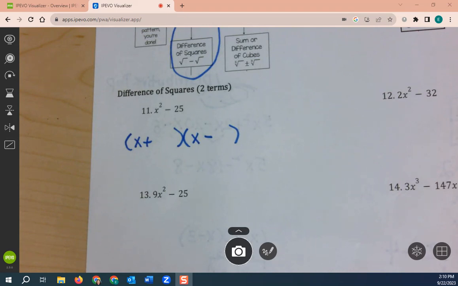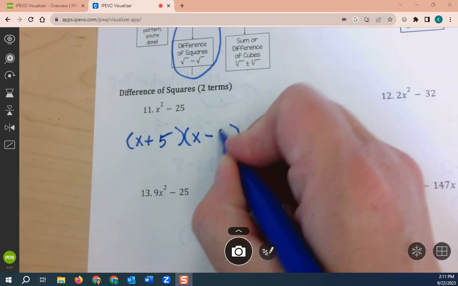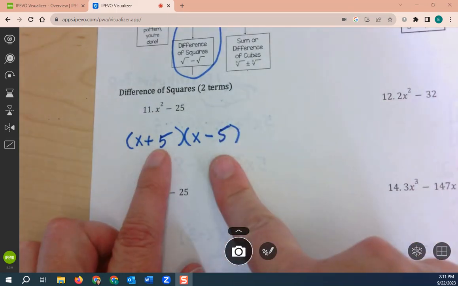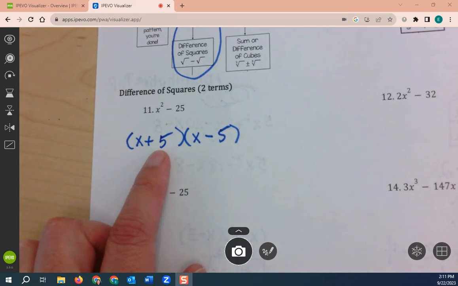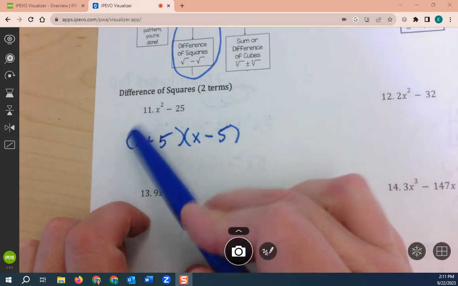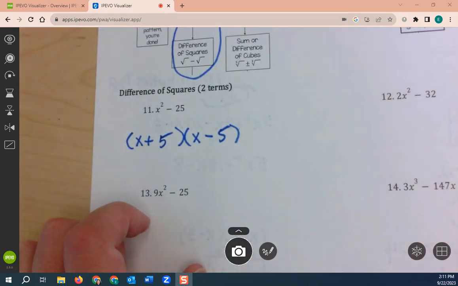All right, what do you guys think it is? X squared, okay, so there's going to be an x in there. What number times itself will give us the 25? 5. So a plus 5 and a minus 5 will give us that negative 25, and it gives us that middle term that cancels out. 5x and negative 5x will cancel out. And x times x gives us the x squared.